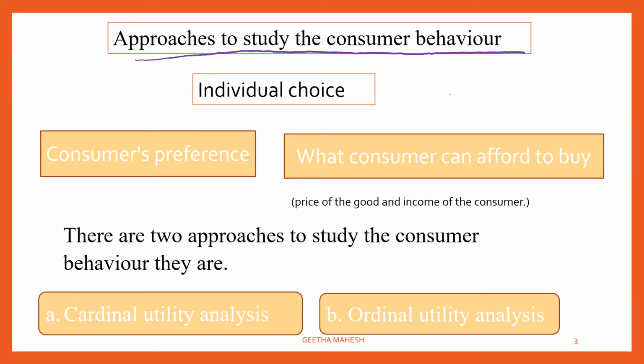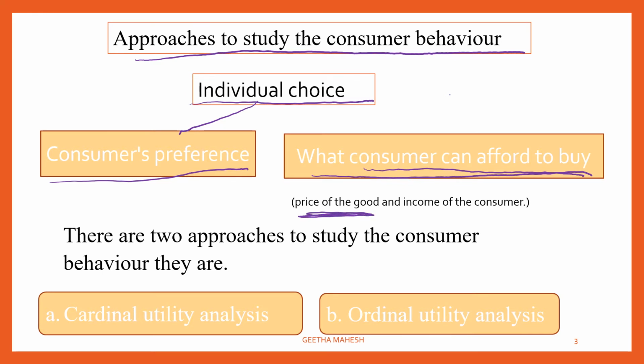Economists call this a problem of choice. Every individual has to make a choice because he has to satisfy his unlimited wants with limited resources. Individual choice mainly depends on two things. One is the consumer's preference, another one is what the consumer can afford to buy. What the consumer can afford to buy depends on the price of the good and the income of the consumer.